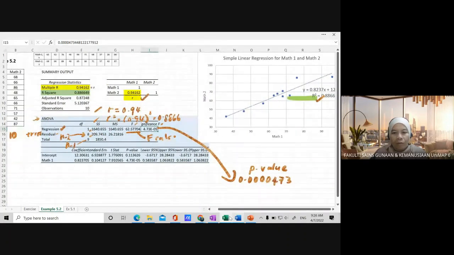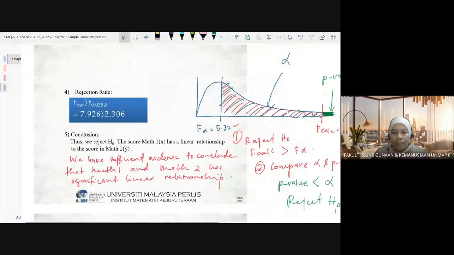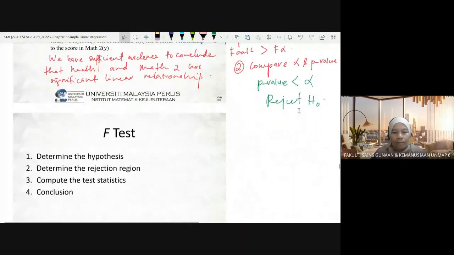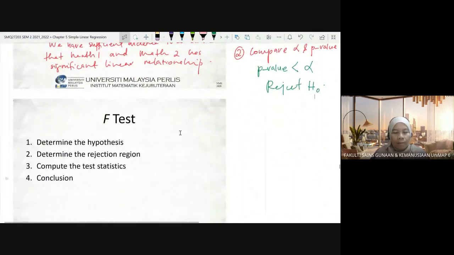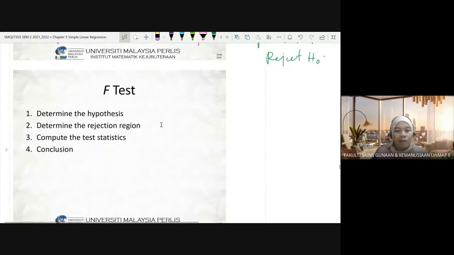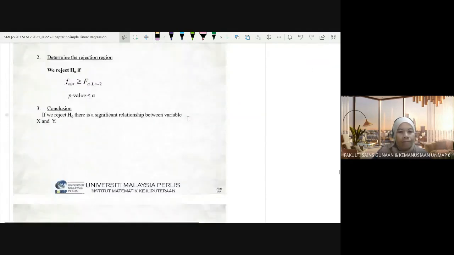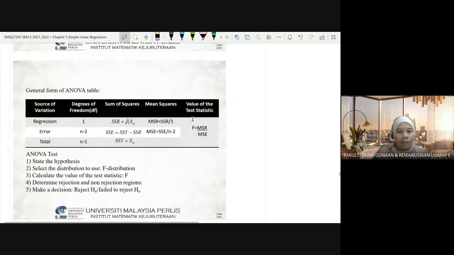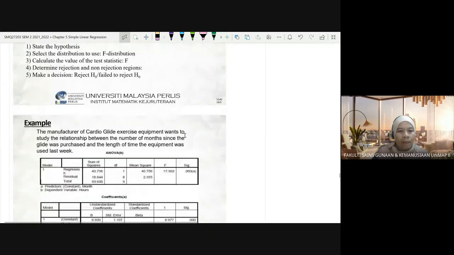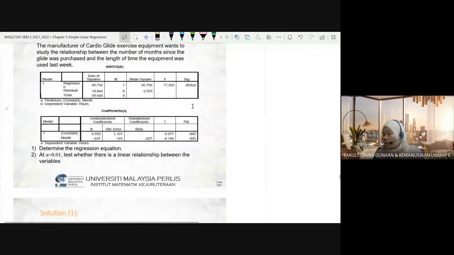Okay, any questions so far, class? Is there any question so far? So you can see the conclusion or summary of how you can use the F test for your hypothesis testing for the linearity of the regression. You can also have the steps for the F test as what we have discussed just now. You also have the general form of your ANOVA table, and you can see how you can do this in Excel.